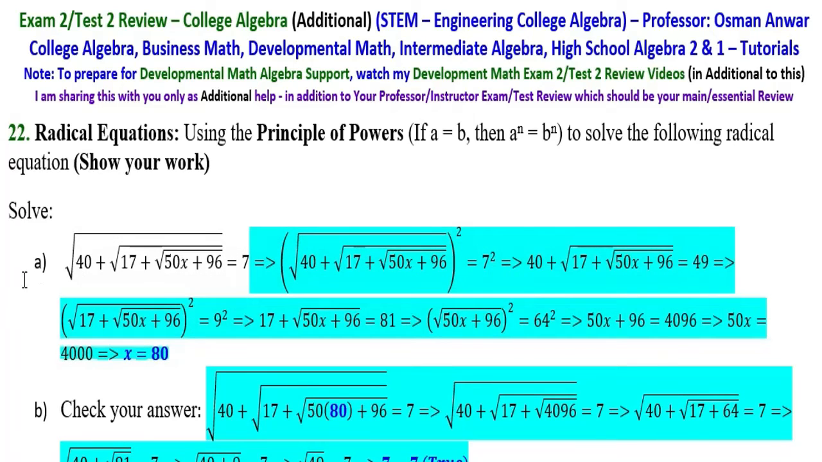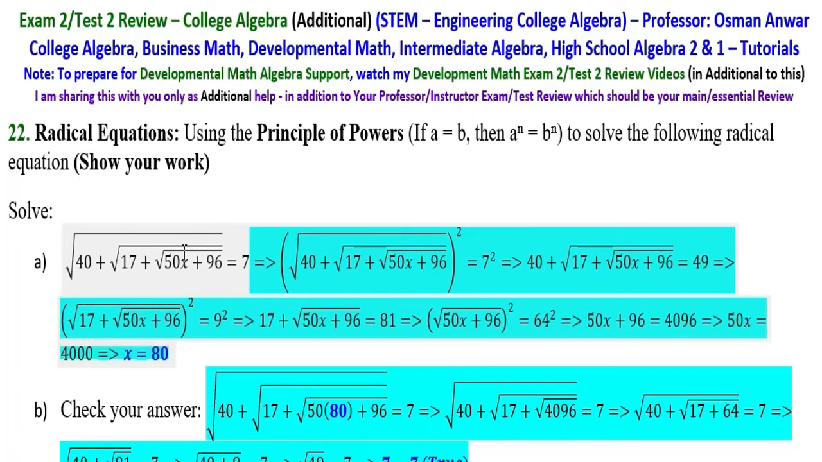So again, radical equation, use the principle of powers. If a equals b, then a to the n equals b to the n to solve the following radical equation. That is, solve square root of 40 plus square root of 17 plus square root of 50x plus 96. So this is a nested radical, 3 radicals inside each other, equals 7.